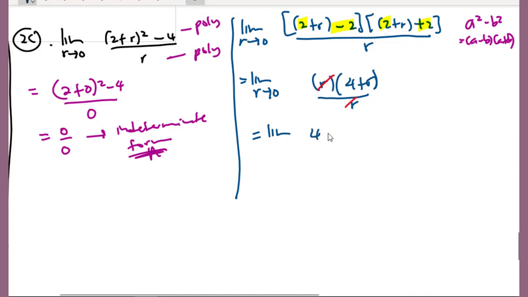Okay, 4 plus r in bracket please. As r approaches 0, substitute. Once you substitute, no more limit, right? Answer is 4. Okay, settle for number 2, C.